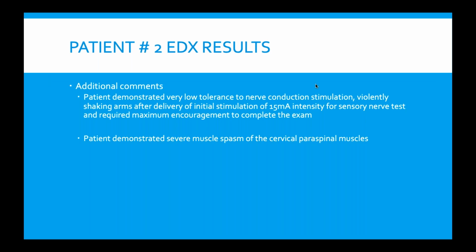Additional comments: as I mentioned, the patient did have very low tolerance to nerve conduction stimulation. I usually start with sensory nerve conduction studies first to get the patient accustomed to the experience, even in cases where they've told me they've had a test done before. And he had what I want to call a severe overreaction to very low levels of intensity. He violently started shaking his arms with only 15 milliamps of stimulation intensity for the sensory studies, so I didn't push to get over excessive stimulation with that.